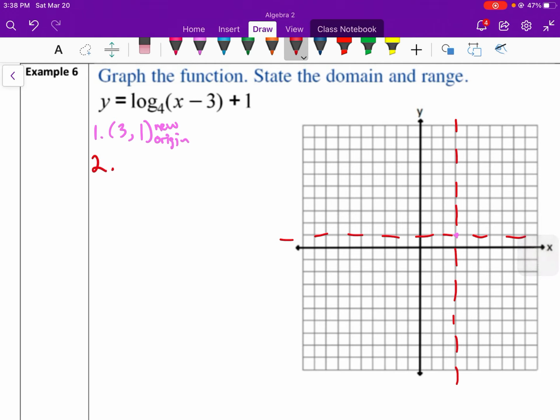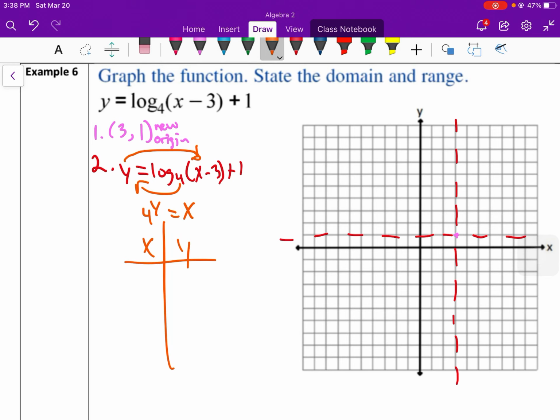To rewrite it, it is y equals log base 4 of x minus 3 plus 1. So that's 4 to the power of y equals x. And for our table, we just want 4 to the power of x. I hope that's clear then. It was the same thing for our exponential growth. We disregarded h and k because we already have our new origin.